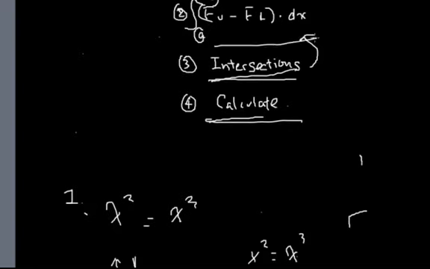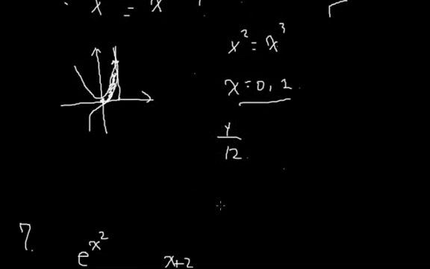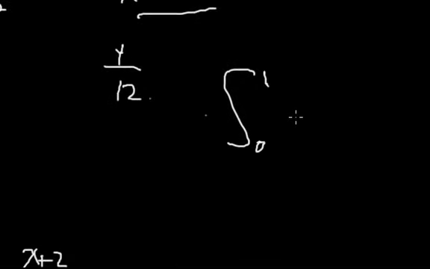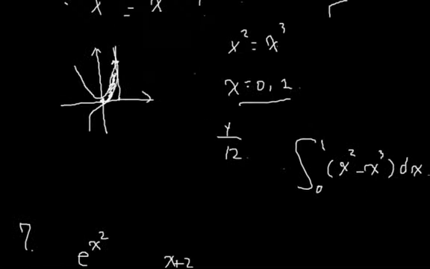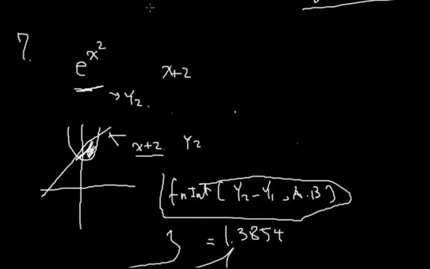Here. The integral from 0 to 1, x squared minus x cubed dx. Using the calculator, we'll get the answer 1/12. Number 7. Same way, exactly the same way. We graph it first. The graph will be something like this.